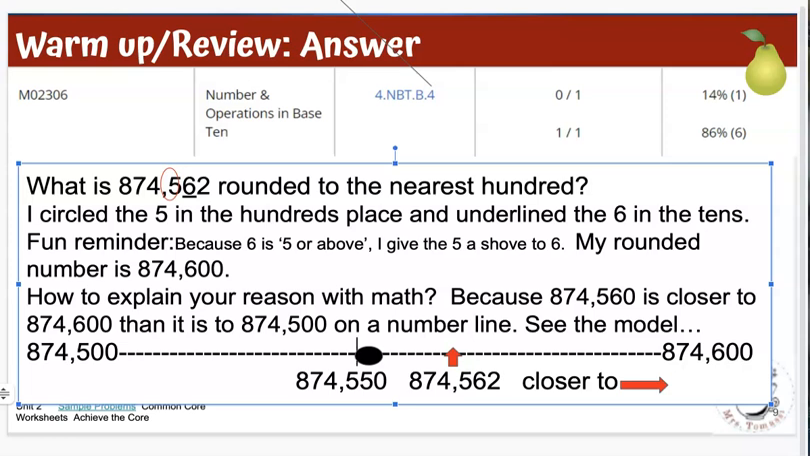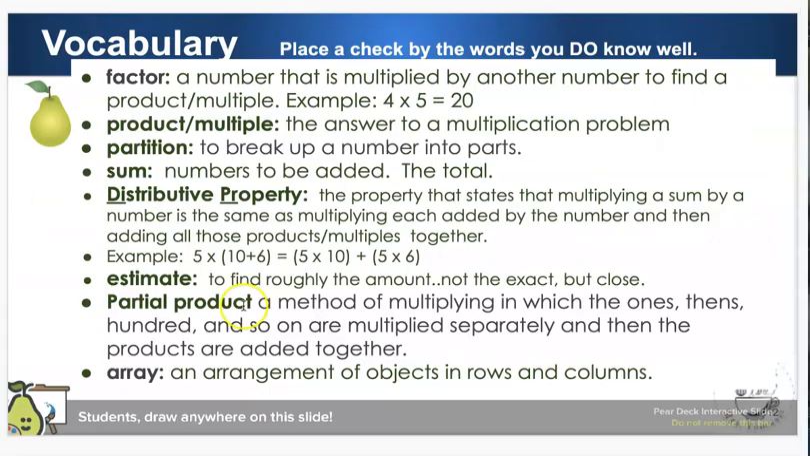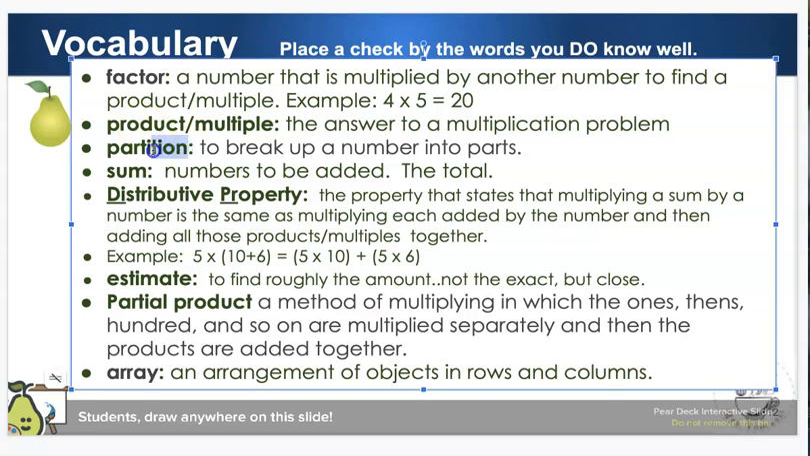All right, let's get into the lesson. Here's our vocabulary. We're going to talk about factors and products in a bit, but as I'm talking about it, share out on your whiteboard which of these vocabulary words you're really starting to learn that you didn't know before. Remember, partition, the T-I-O-N, means act of, so you're in the act of breaking something into parts.